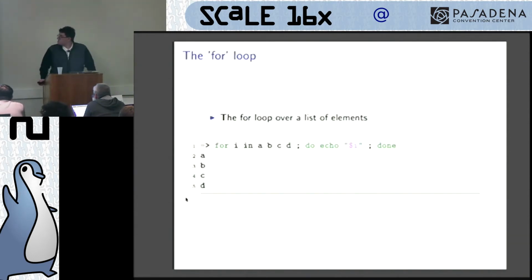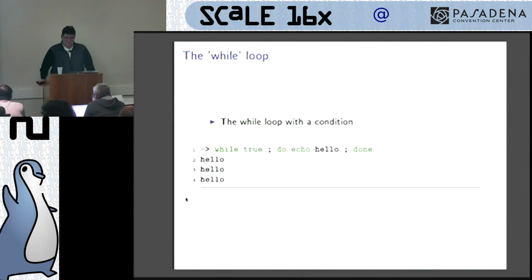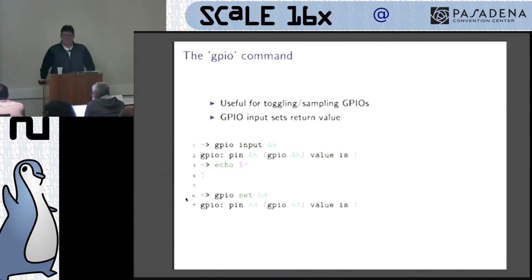We support for loops, iteration over lists of elements. That's just like you know it from the Bourne shell. For loop, while loop is also supported. This example here will run indefinitely, so you can press Control C to abort this while loop. And that's it pretty much for the U-boot shell.